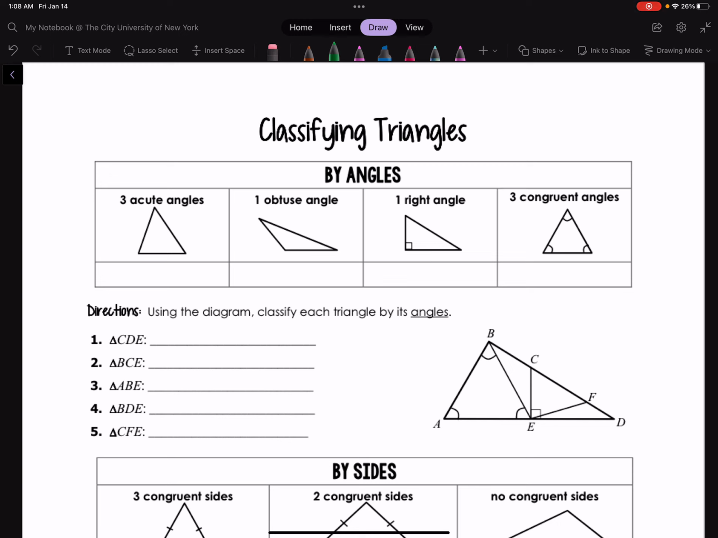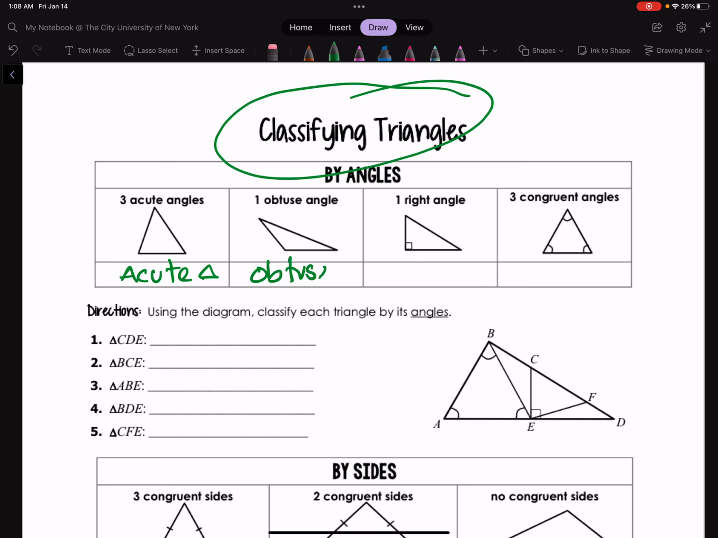This is a review of our Unit 3, which was congruency of triangles. You should be able to classify triangles. Triangles are classified in several ways. Three acute angles, so that's an acute triangle. One obtuse angle, so that's an obtuse triangle. One right angle, so that's a right triangle. And three congruent angles, so we say equiangular.